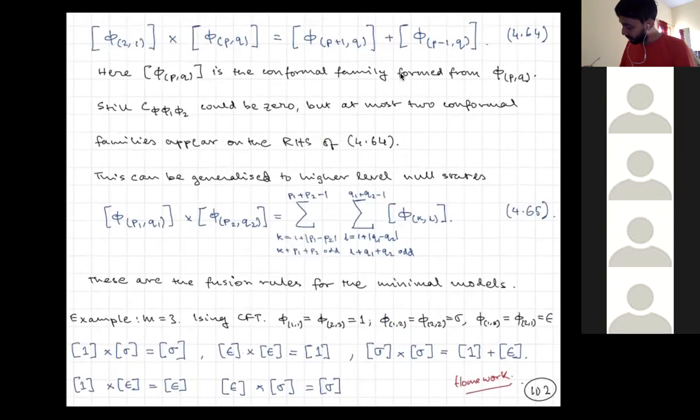And I didn't explicitly say this, but I want you to work out this for the m equal to 3 Ising model and see what exactly you get. Okay, so I'll try and put this in your next homework. Very good. So this was fusion rules.